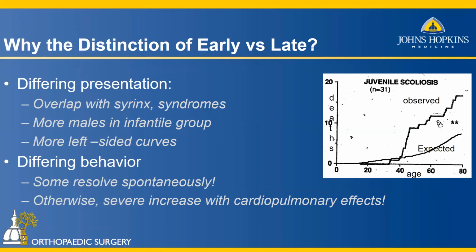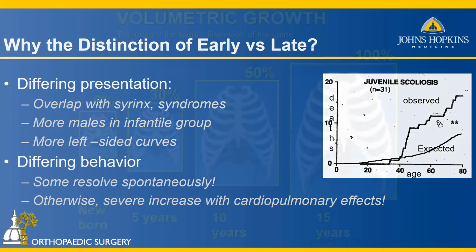Why is there a distinction? They have different presentations and different behavior. For instance, presenting, they may overlap with syrinx and they may overlap with syndromes that may not be diagnosed yet. In the infantile group especially, males actually predominate, as opposed to the females we're more used to. The thorax more often goes to the left apex in the early onsets, and they have differing behavior. They can either be really benign or they can be really malignant.